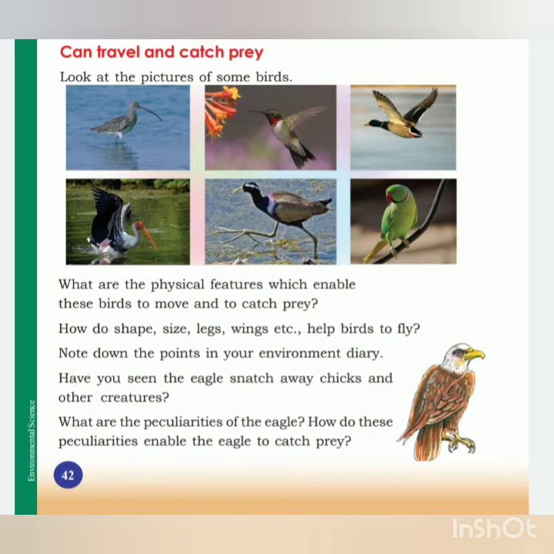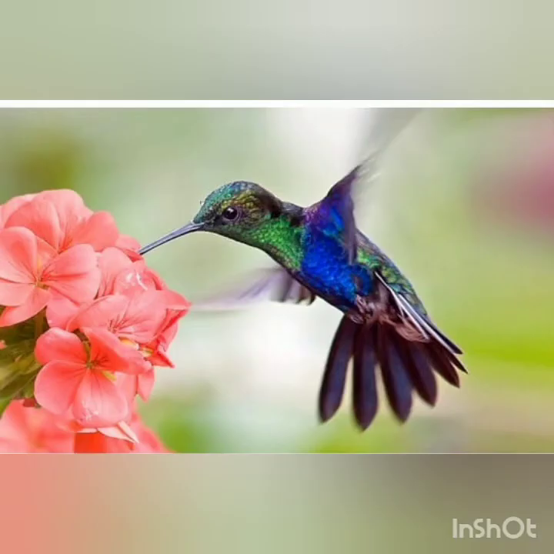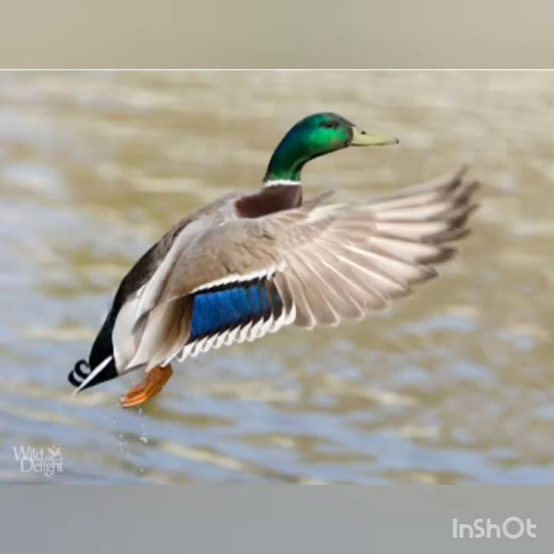So for example, the first bird given here is Eurasian curlew, and the specialty of this bird is that it has a long beak, and this beak is curved, which catches the prey from the burrow in sand. And next one is a hummingbird. You can see it has a long tube-like beak to drink honey from the flower. And next bird is wild duck. Here the wild duck has strong wings to fly high, and their body is narrow at both ends that helps them to swim in water and also to fly.